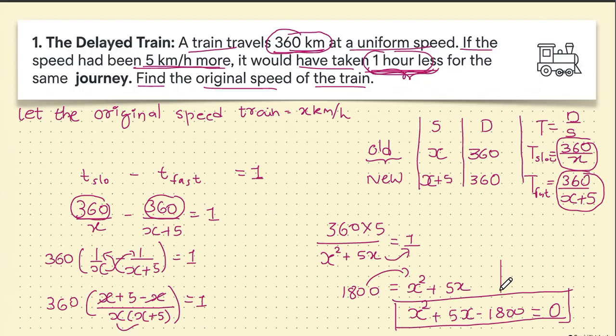So you have to solve this quadratic equation by using factorization, or you use the quadratic formula method, and then we'll get the value of x, that is the original speed of the train. Okay. So in this class I will tell you how to convert and how to make the quadratic equation, that much only, and this you have to solve by using the quadratic equation method or factorization method.